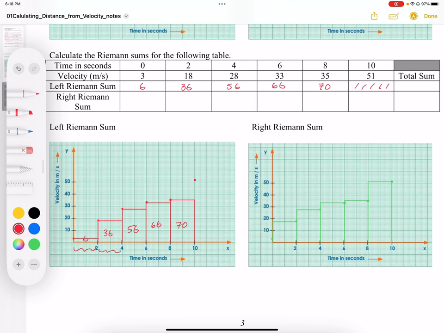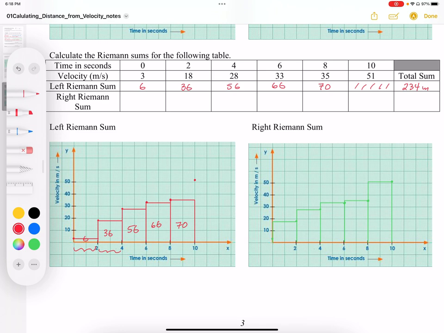And adding that all up, we get 6 plus 36, 42, plus 56 is going to be 98, plus 66 is going to be 164. 164 plus 70 is 234 meters. That represents our left Riemann sum. And if this is a strictly increasing function, that represents our low estimate.